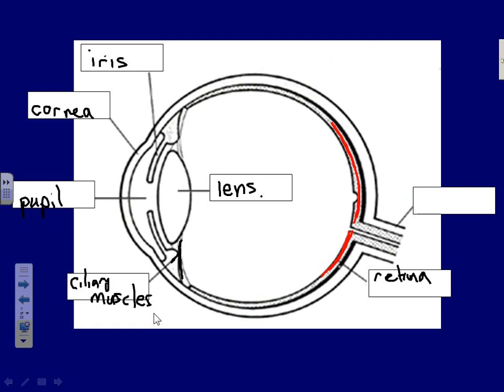So the retina is the thing that catches the light rays and turns it into an image. Jumping ahead, if I were to compare it to a camera, what part of a camera catches the light and saves it as an image? The film. So the retina is kind of like the film. It's the thing that catches the image, turns it into electrical signal, and then sends it to the brain.